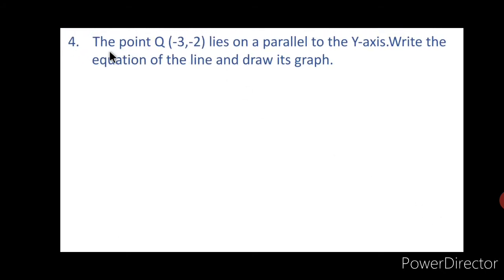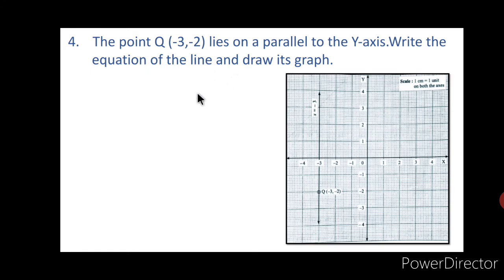Then the fourth question is, the point Q, whose x coordinate is minus 3 and y coordinate is minus 2, lies on a line parallel to the y-axis. Write the equation of the line and draw its graph. Here the graph is plotted. The point Q is plotted here, whose x coordinate is minus 3 and y coordinate is minus 2, and the line which passes through this point Q is parallel to the y-axis.